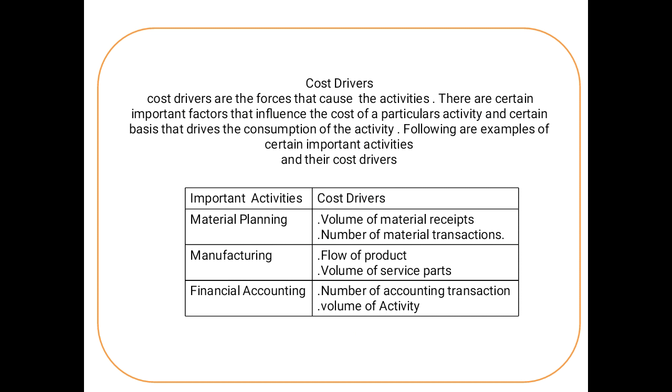First activity is material planning. For that activity you can identify the forces that cause it, and identify the cost of that particular activity on a certain basis. That activity's cost you can ascertain on the basis of volume of material receipts and number of material transactions. Manufacturing is the second activity, and its cost you can ascertain on the basis of flow of product and volume of service parts. Third is financial accounting. That activity's cost you can identify with the help of the number of accounting transactions and volume of activity.